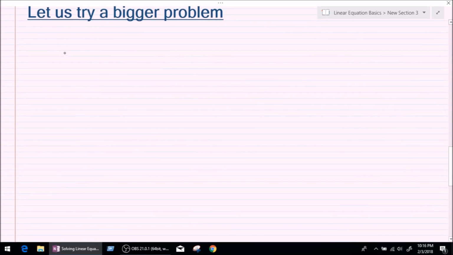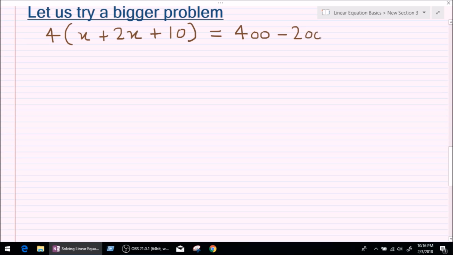Let me write 4 bracket x plus 2x plus 10 equal to 400 minus 200 plus 100. Again, we can see there are 3 terms together inside a bracket, which is x, 2x, and 10.